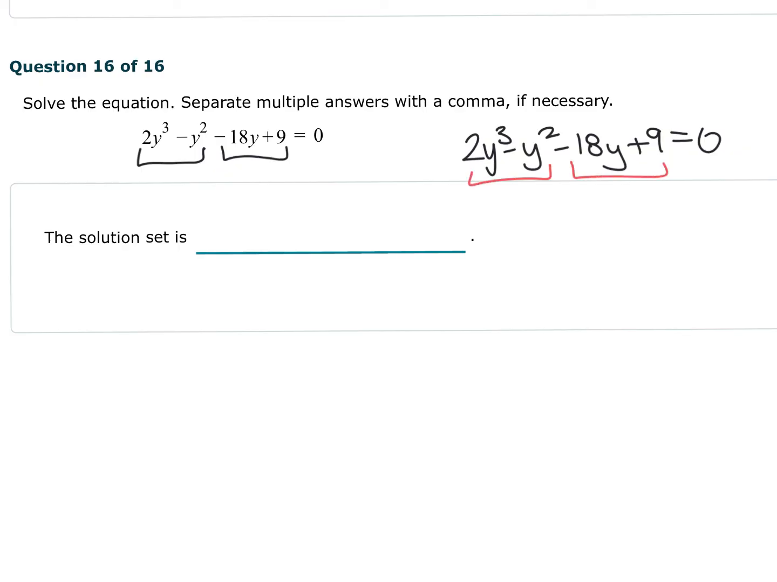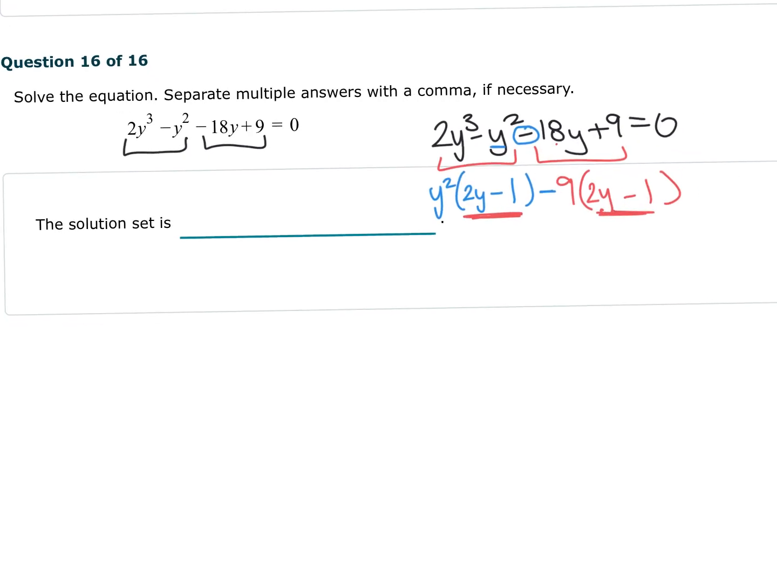Now, 2y cubed and y squared have a y squared in common. And I would have a 2y minus 1 remaining, because whenever I take out a y squared from itself, I would just have a 1. Since this is a negative, it has to drop. 18 and 9 have a 9 in common. I'll do this in red. 18 divided by 9 is 2, and of course, there's a y left over. 9 divided by negative 9 is negative 1. It's always a good sign, though, when those are equivalent. If you do it correctly, you should have a similar or the same factor. So 2y minus 1 and 2y minus 1, I can now factor out.